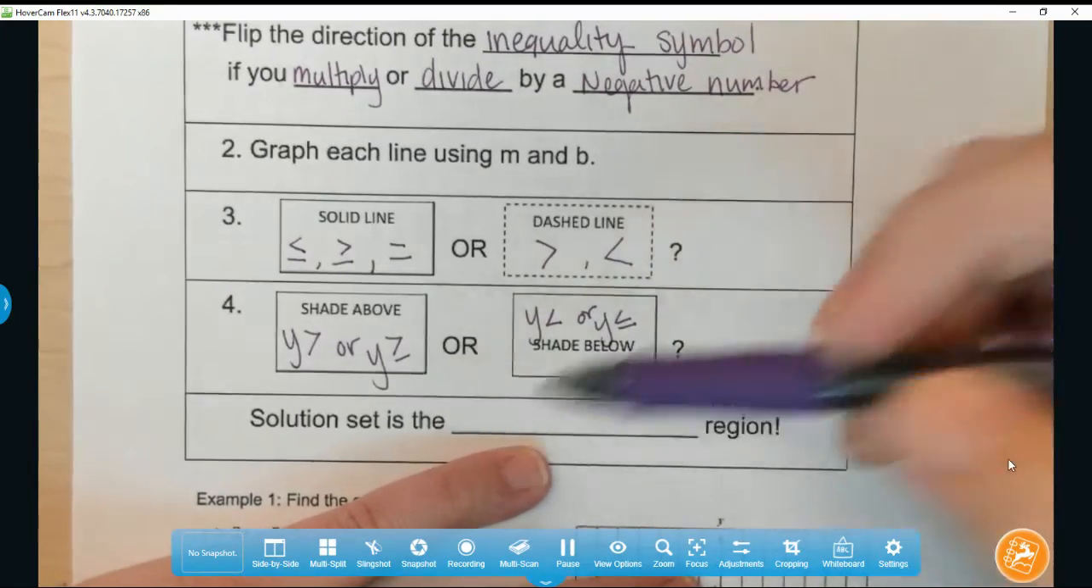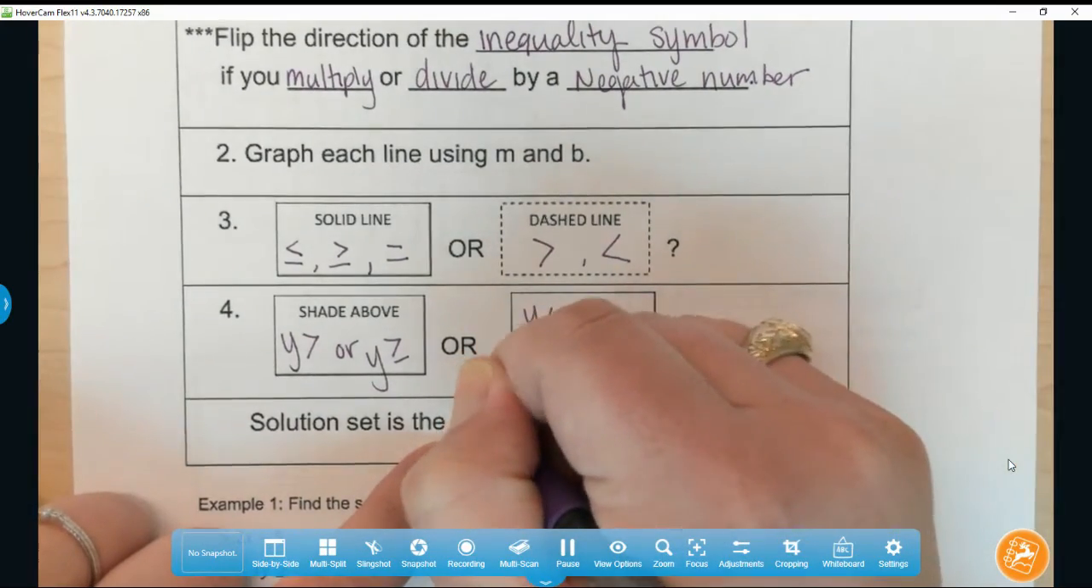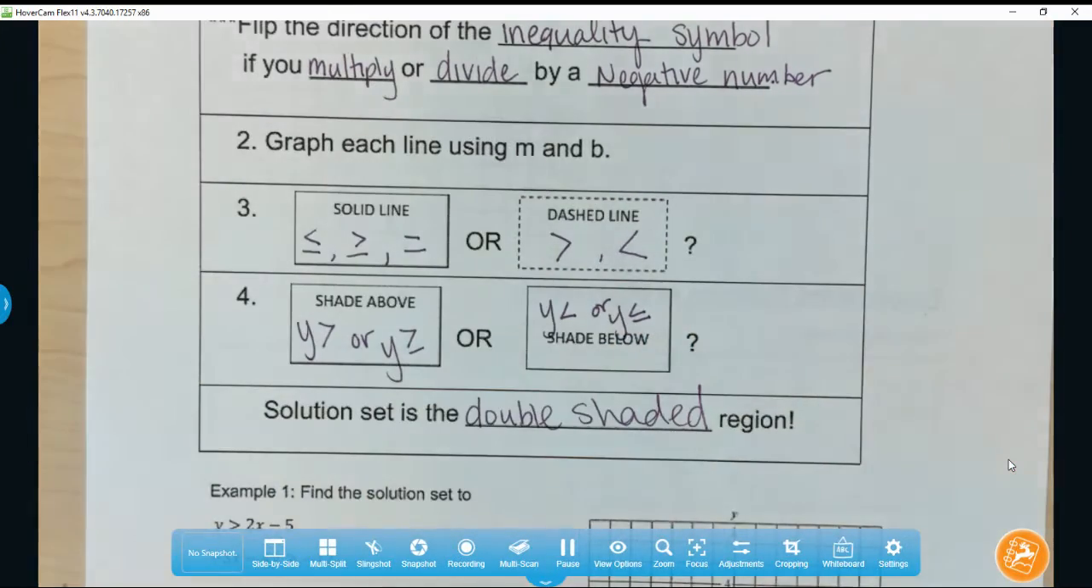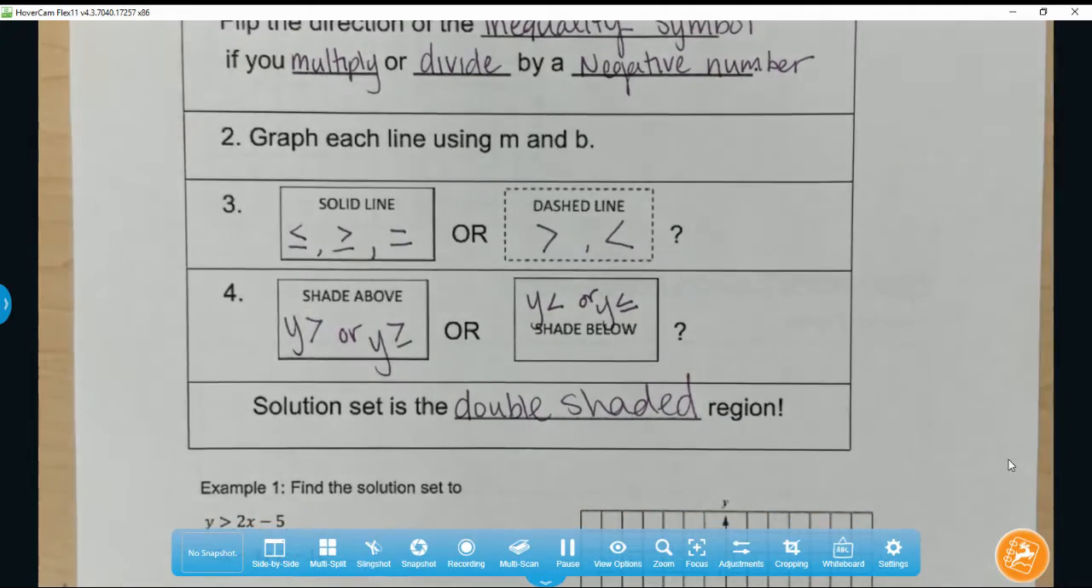The solution set is going to be in the double shaded region. So we have to make sure that it's where the shading overlaps. That is the solution for the system of linear inequalities.